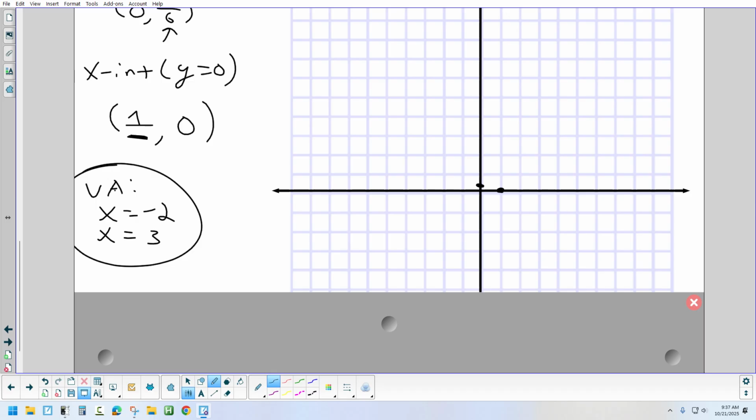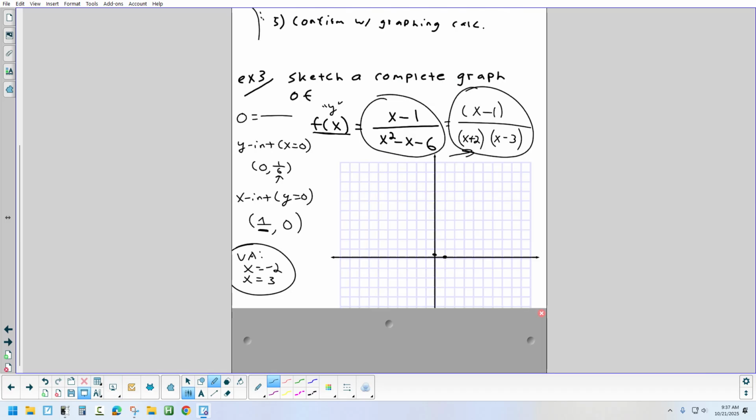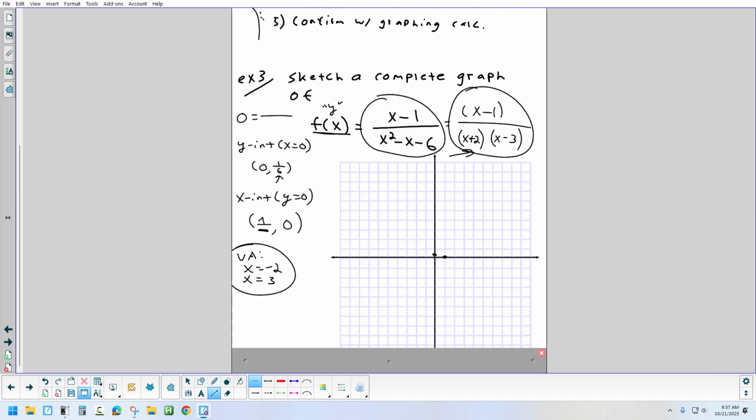All right, let's sketch those. So I've got a vertical asymptote at -2. I got another vertical asymptote at +3. And then that's it. So those are my vertical asymptotes.